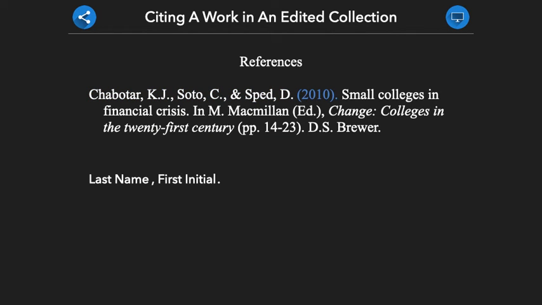The year of publication should be in parentheses and will be followed by a period. The next piece of information to include is the title of the chapter or the article.